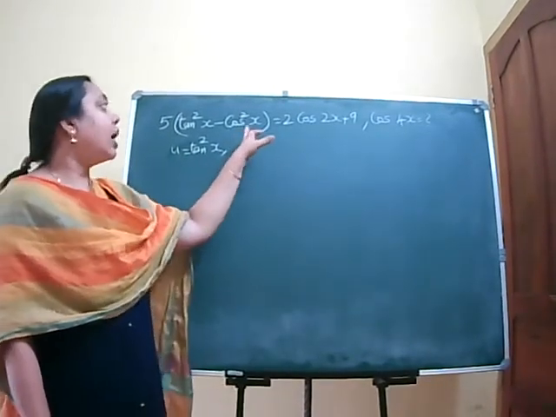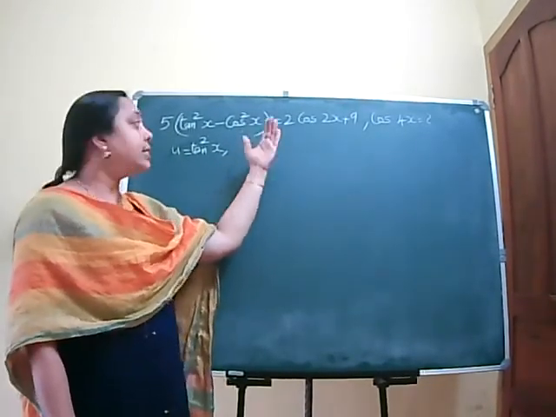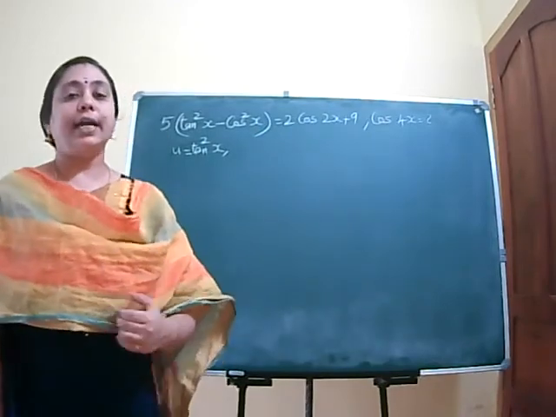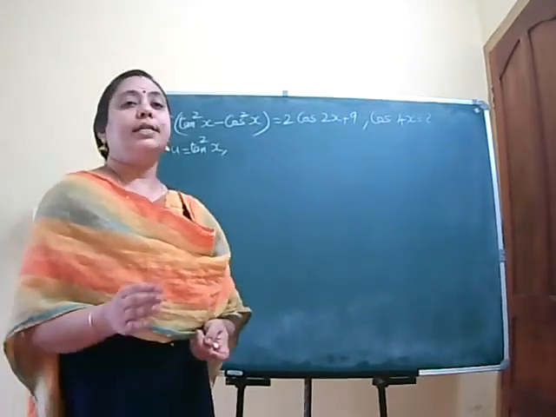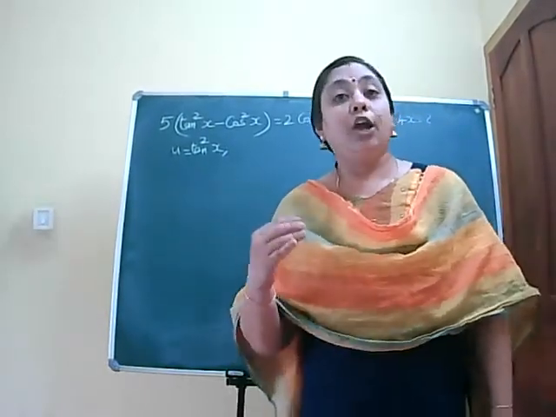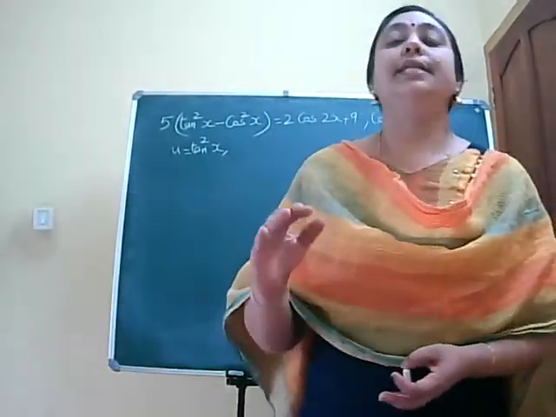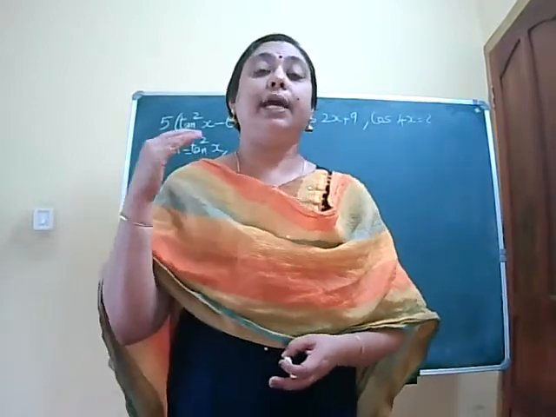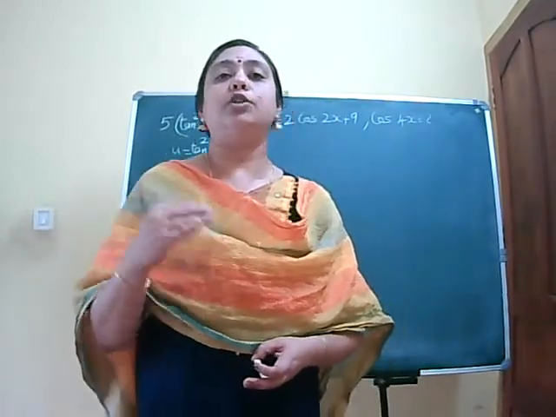Okay. Next, we have to convert cos square x into the terms of tan square x. For that, consider the basic identity we have studied in lower classes. That is, sec square x minus tan square x is equal to 1.